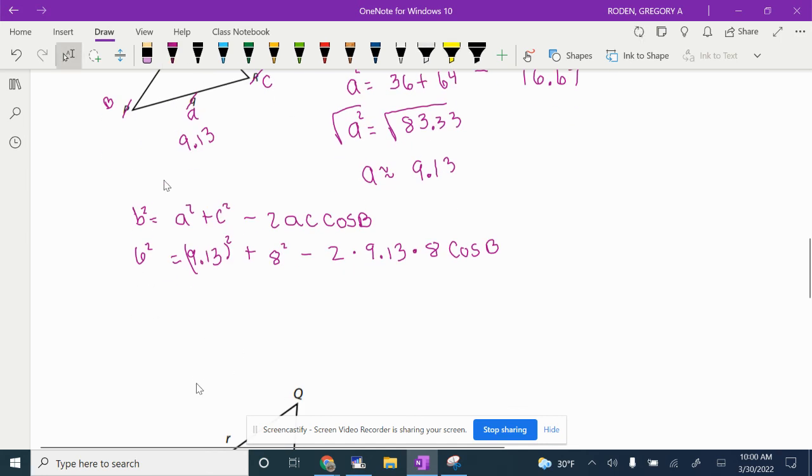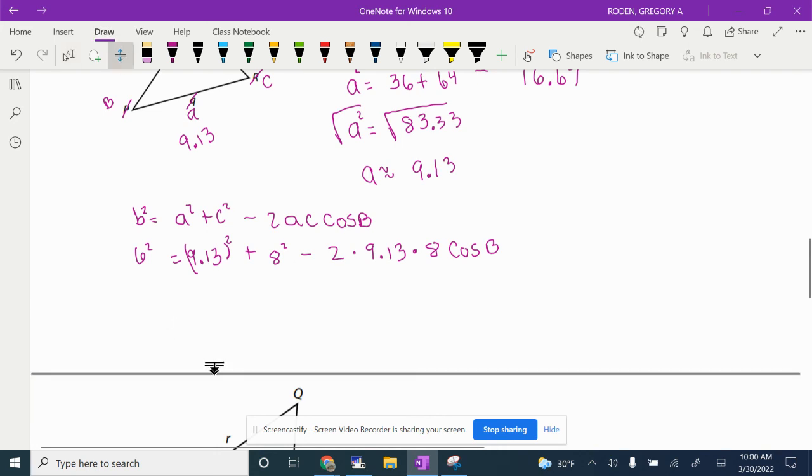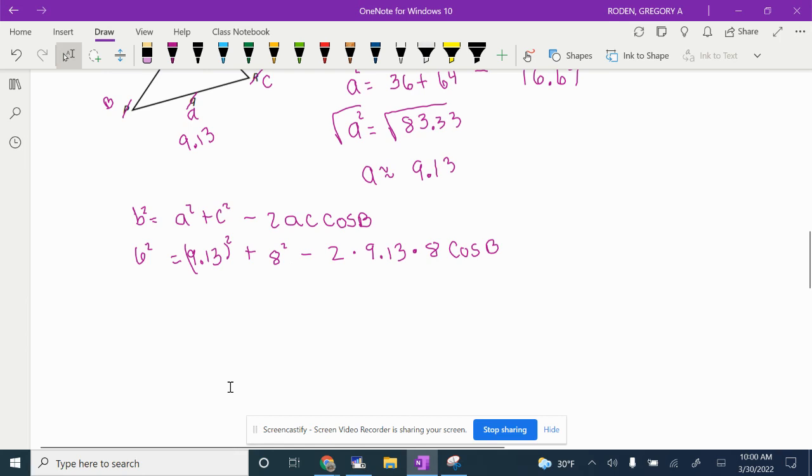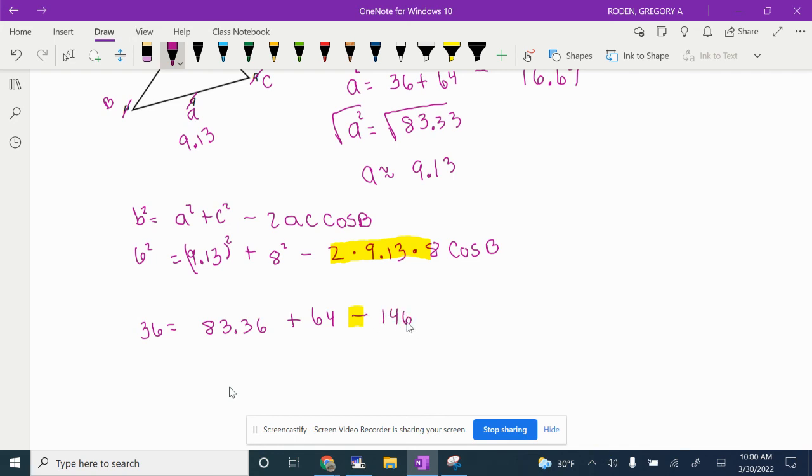So we know that 6 squared is 36 equals, what's 9.13 squared? 83.36. 83.36 plus 64. Now do this for me. Find this answer right here. Do 2 times 9.13 times 8. Tell me what you get. 146. What do you get, George? 146.01. So this one's going to be minus 146.08 times the cosine of B.